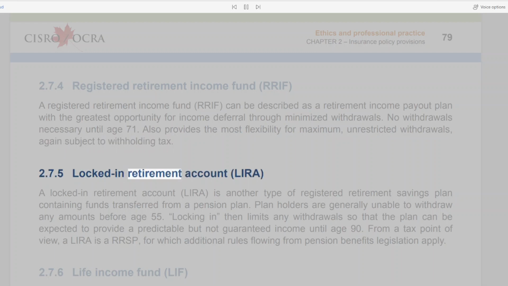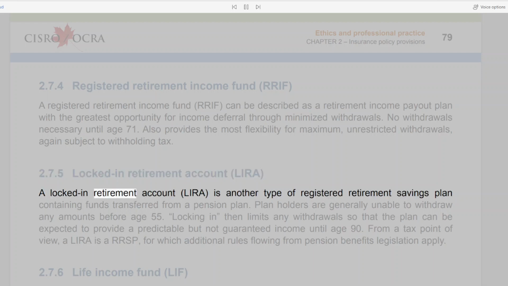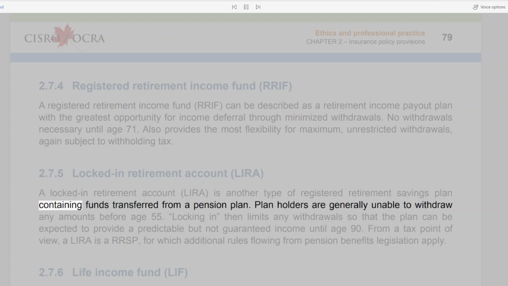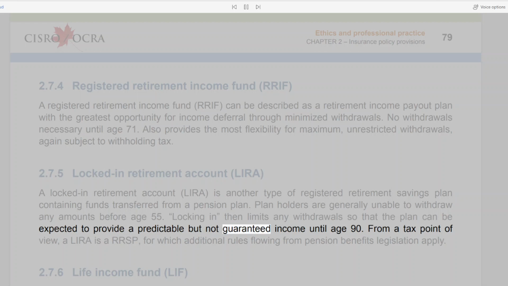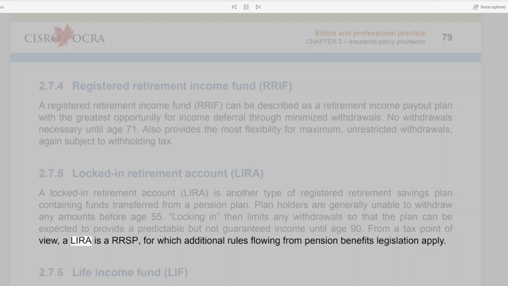2.7.5 Locked-in Retirement Account, LIRA. A LIRA is another type of registered retirement savings plan containing funds transferred from a pension plan. Plan holders are generally unable to withdraw any amounts before age 55. Locking in then limits any withdrawals so that the plan can be expected to provide a predictable but not guaranteed income until age 90. From a tax point of view, a LIRA is an RRSP, for which additional rules flowing from pension benefits legislation apply.